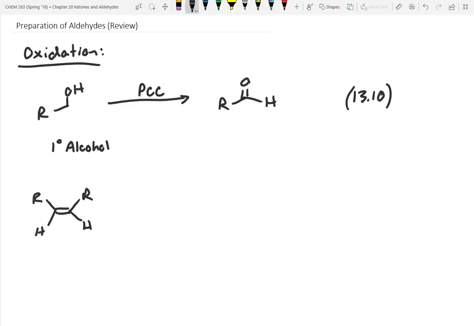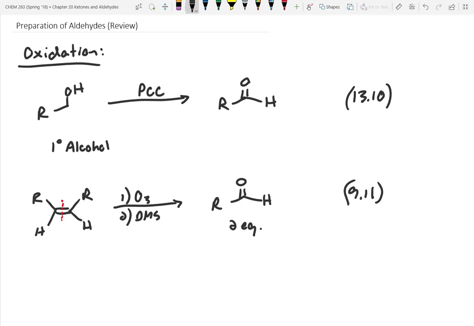Let's say I've got an alkene and I want to make 2 equivalents of this aldehyde. What reagent or reagents would I need? Yep, ozonolysis, followed by DMS or zinc and water. And if you remember all the way back to chapter 9, you can cut that double bond and insert 2 oxygens there. This was, I believe, section 9.11 in your textbook, so you can go back and review that.